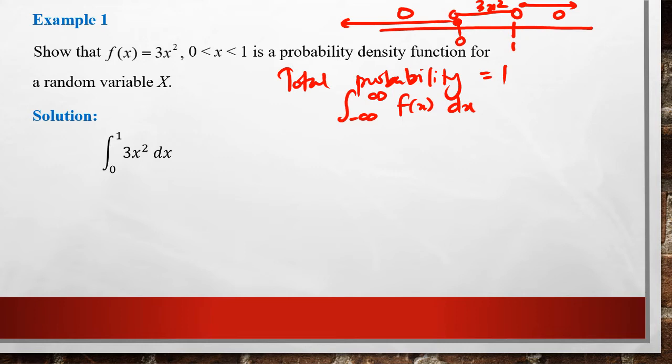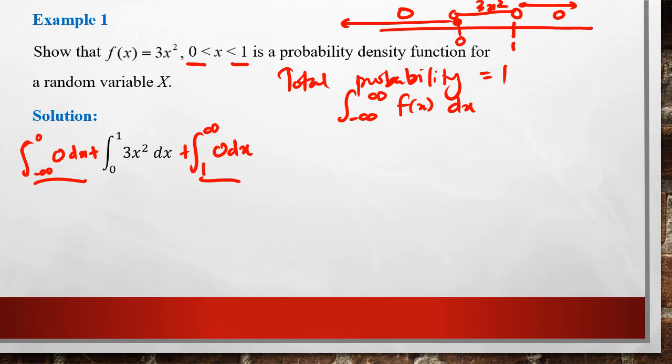So actually it's the integral from negative infinity up to 0 of the 0 function, add the integration from 0 to 1 of the 3x squared function with respect to x, and then add the integral from 1 to infinity of the 0 function. Okay, we can consider these two.